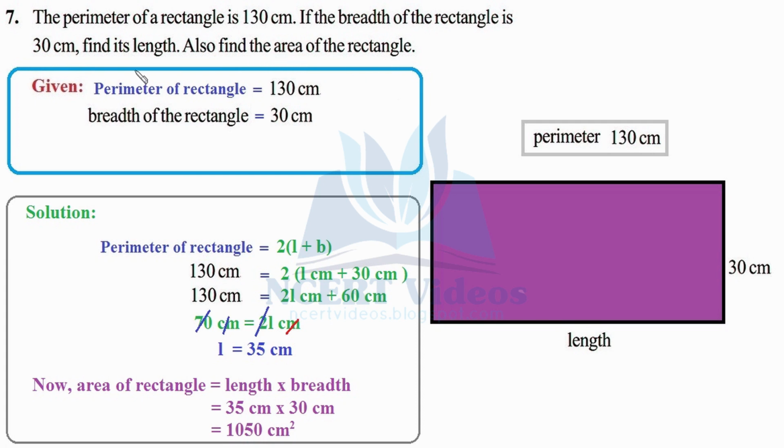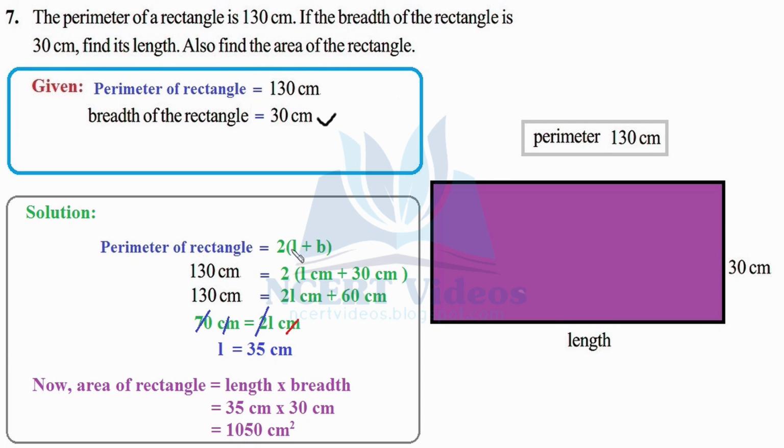So again, we will write the given parts. Perimeter of a rectangle is 130 centimeter, given to you. Breadth of the rectangle is 30 centimeter, given to you. That completes the given part. Now we will break this given part to deduce something new. So the solution: perimeter of rectangle is 130 centimeter. We have written the same. Now what is the perimeter of a rectangle actually? First, the formula. We need not explain it again and again. It's twice length plus breadth, or 2 times length plus 2 times breadth. It is given to you, just plugging in the values, 130 centimeter.